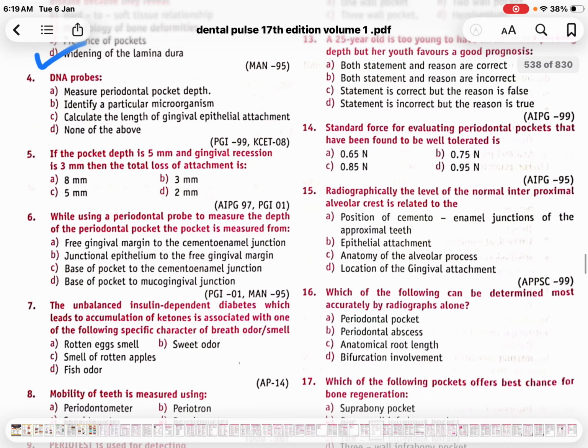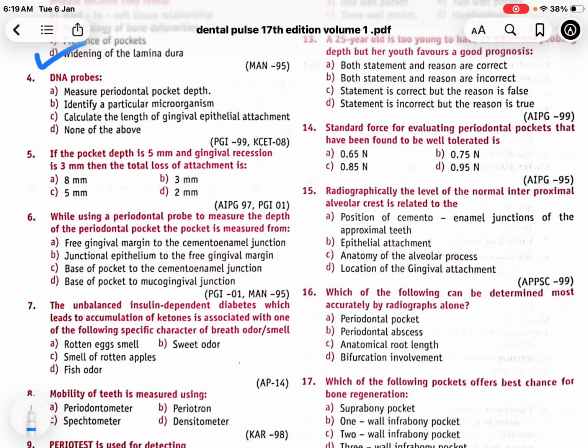Next we come to question number 4, which says DNA probes. So DNA probes are used for identification of particular microorganisms. The DNA library may include probes for Porphyromonas gingivalis, Actinobacillus actinomycetemcomitans or Fusobacterium nucleatum. So these DNA probes identify a particular organism. Okay, this is B, not C.